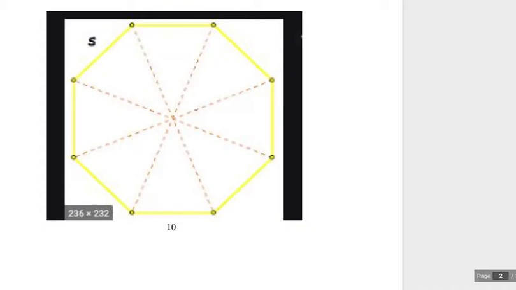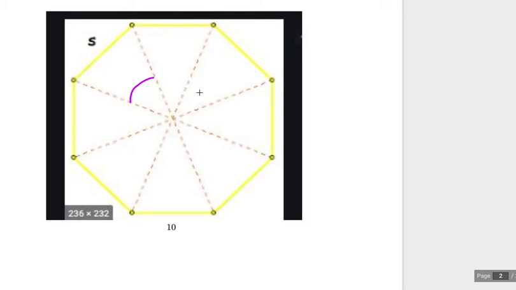So if I were to highlight one of the central angles right here, I can see that we have 8 of them. If I went all the way around, that would add up to 360. If I want to find one of those central angles, I will do 360 divided by 8, which would give me an angle of 45 degrees. So each one of those central angles is going to be 45 degrees.